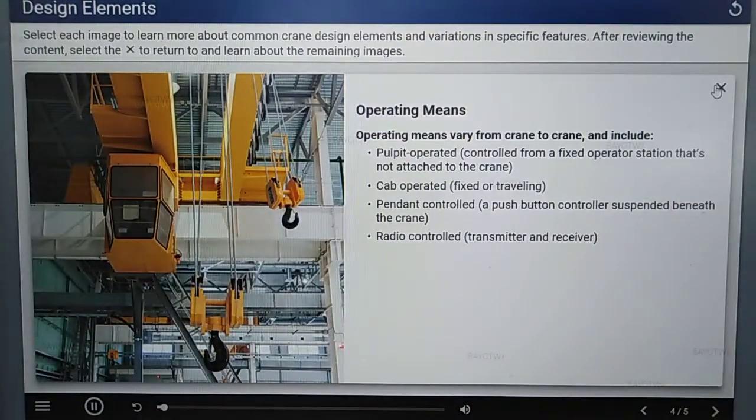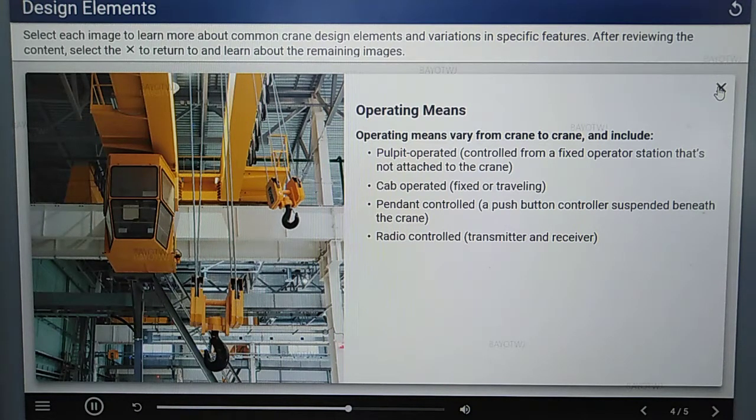The means of operation varies from crane to crane. Some cranes are floor operated, which means that they are controlled from a fixed operator station that's not attached to the crane. Other cranes have a cab that's attached to the crane. Depending on the design, the cab may be fixed or it may travel with the bridge, providing the operator a more consistent view of the load.